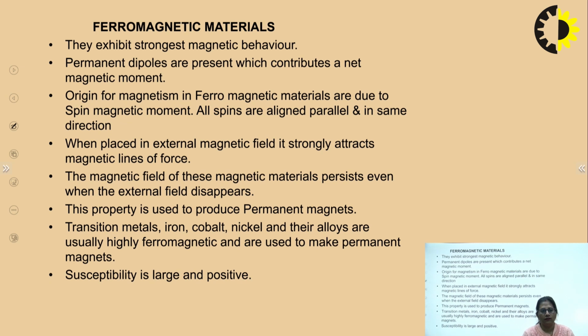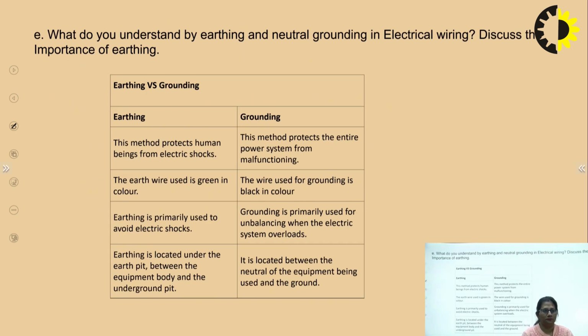And the magnetic field of these materials persists even when the external field is removed or has disappeared. This property is used to produce the permanent magnets, which are generally used in machines. The transition metals like iron, cobalt, nickel, and their alloys are usually used as ferromagnetic material. The susceptibility is positive as well as large.